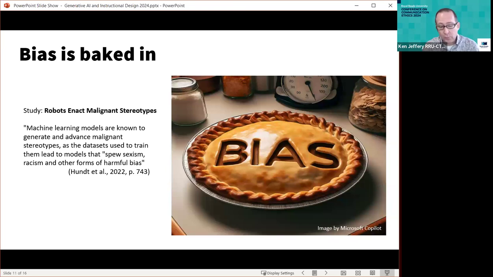Images. When we created images, even for these slides, we had to be careful to choose and develop prompts that gave us good images, because they're coming from a data set that is not necessarily representative or diverse. There are tropes, there are stereotypes, and as much as these companies try to fix it, it's baked in.